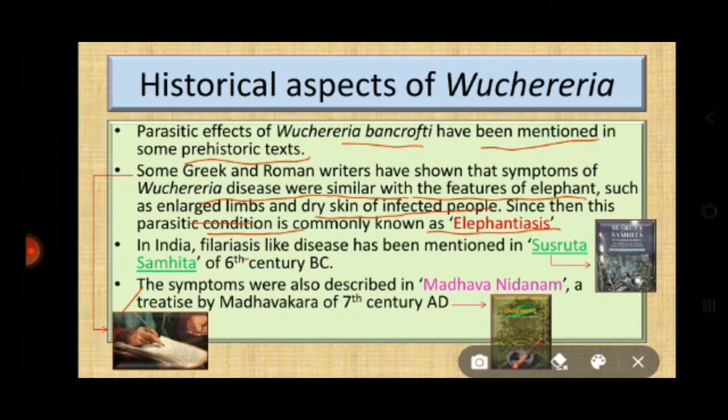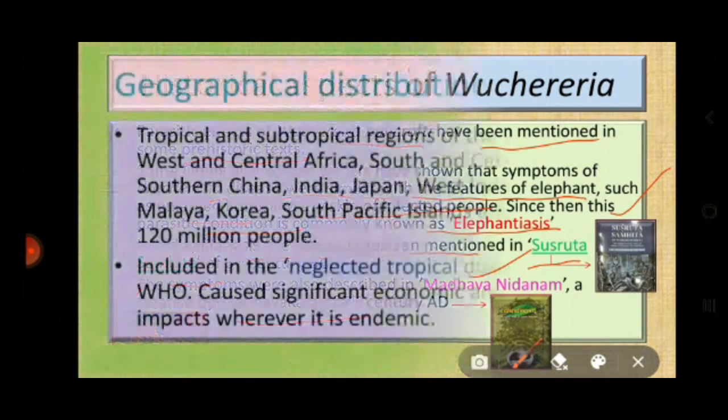In India, a filariasis-like disease has been mentioned for the first time in Sushruta Samhita of the 6th century BC. The symptoms were also described in Madhava Nidanam, which was a treatise. Treatise means a systematically written description of something. So it was a treatise by Madhavakara of the 7th century AD.